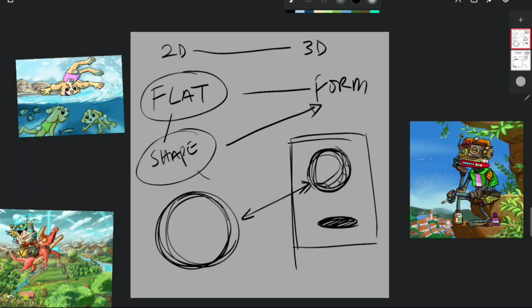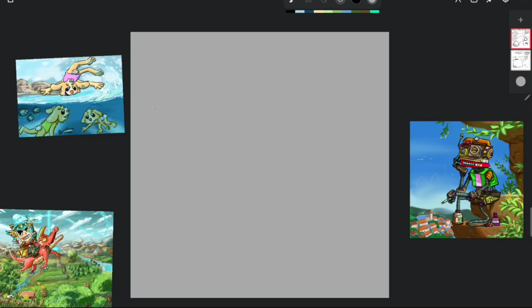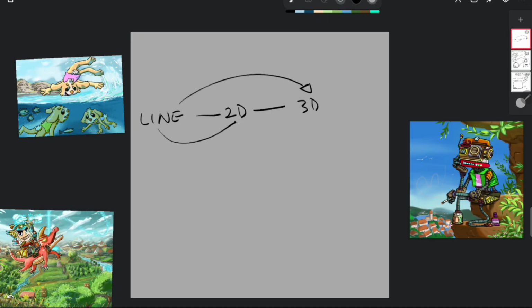But some people fail to acknowledge shape, and then they just go straight from wherever they start, from line, to 3D. You have to go from line, two dimension, to three dimension. Take note of that. Don't just go from line to 3D. Go from line, two dimension, to the three dimension.